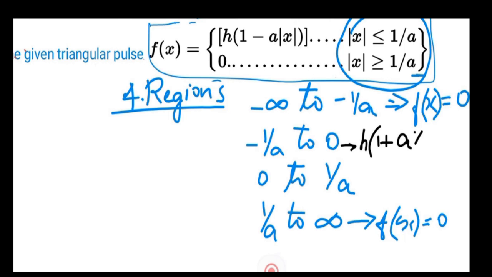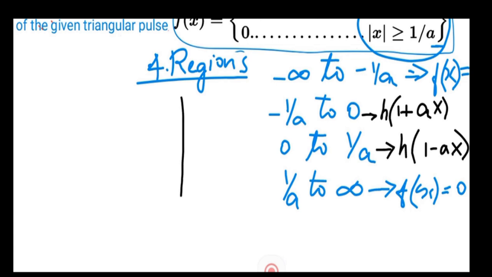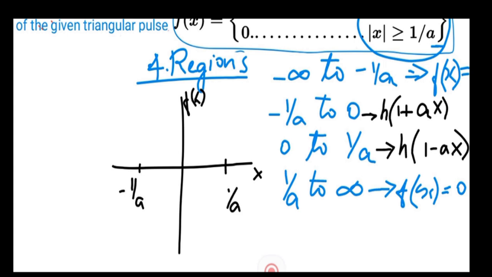And then from 0 to 1 over a, x is positive, so f of x will be h times (1 minus a times x). Next, let's draw the function. Between negative 1 over a and 0, the function represents a line equation mx plus c with positive slope ha. And from 0 to 1 over a, it represents a line equation with negative slope minus ha.